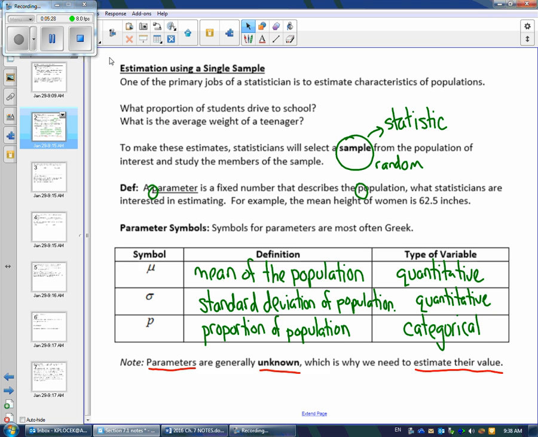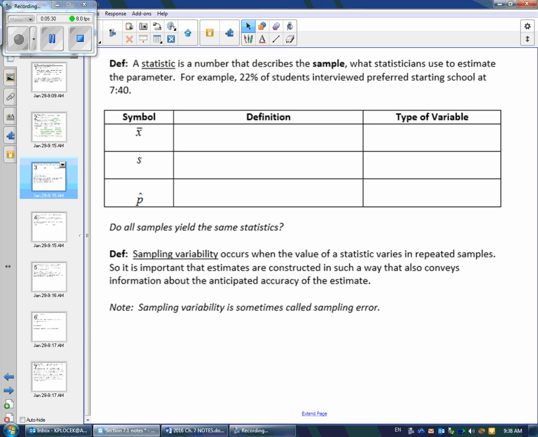Wonderful world of statistics. So now a statistic is a number that describes the sample. Again, just like I said earlier, this one starts with an S, and so does statistic. It's what statisticians use to estimate the parameter. For example, 22% of students interviewed prefer starting school at 7:40. I know a lot of you would probably prefer starting at maybe 10 in the morning and getting out by noon. That would be nice.